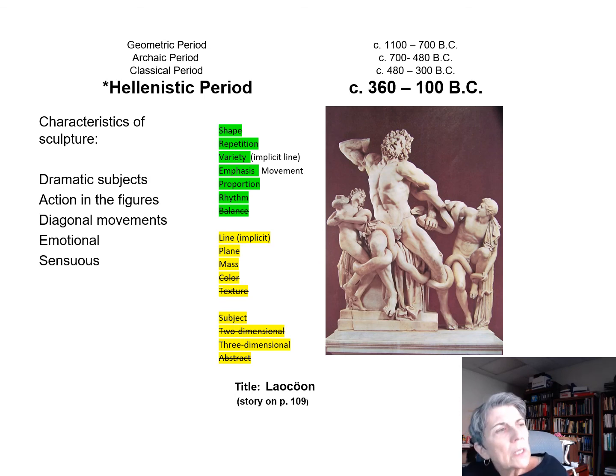Rhythm is actually a result of this snake. It's like this moving, you feel this movement. Mass is very important, plain not so much. And yeah, so you see how that works. Good.